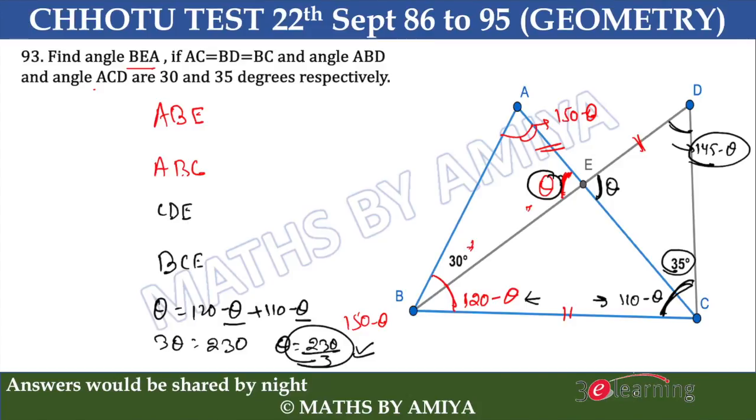You can solve with the other constructions too. But whenever you have an isosceles triangle, first think isosceles as isosceles and try to solve. Okay, so now next question, question number 94.